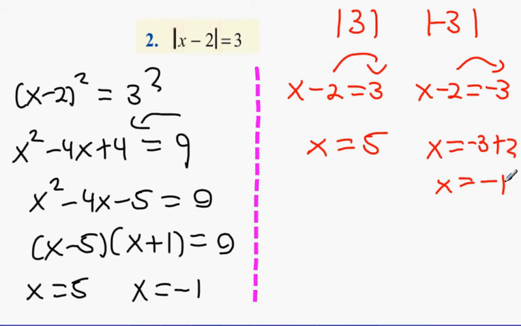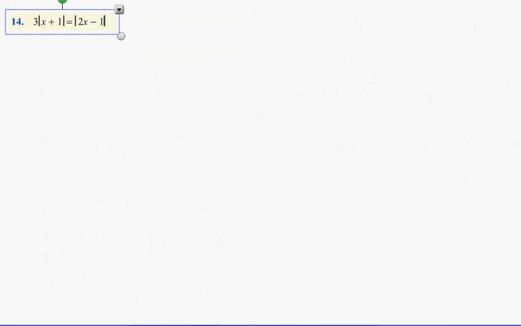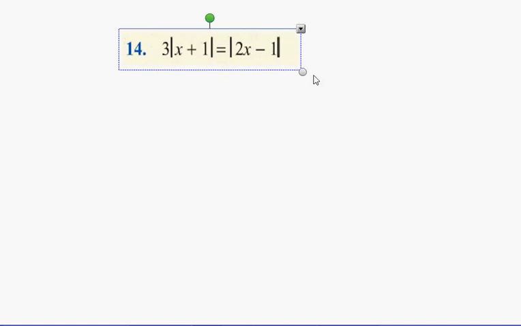Okay, so we'll try another one that's a bit more difficult. Okay, the next one I have is number 14. Now, unlike the last one, there's a 3 on the outside. So to do what I suggested before, the second method isn't going to work here. So what I'm going to ask you guys to do is we square both sides.